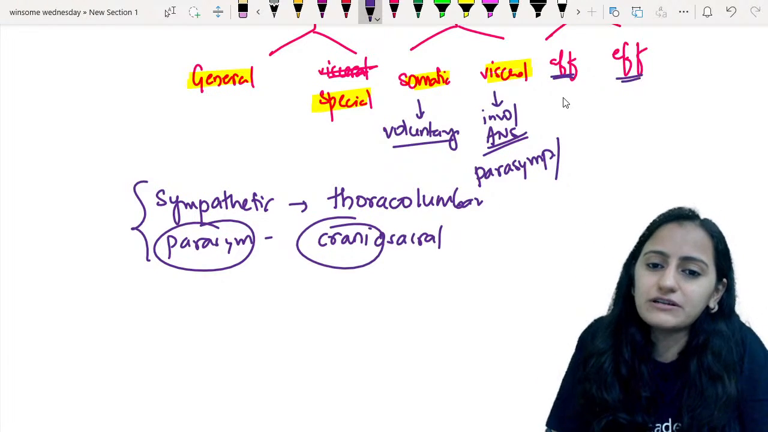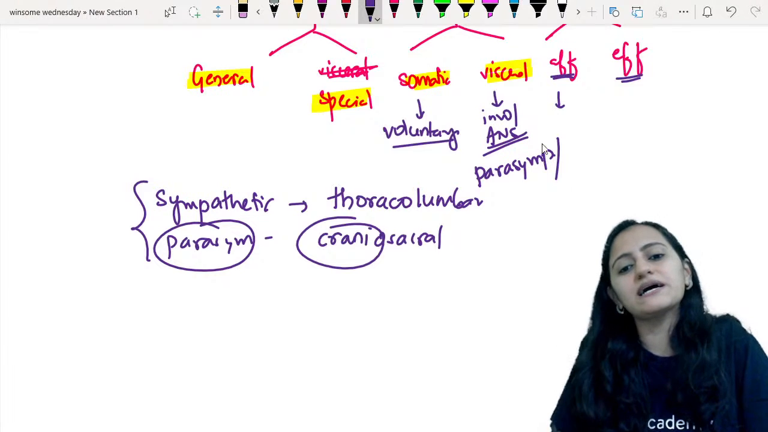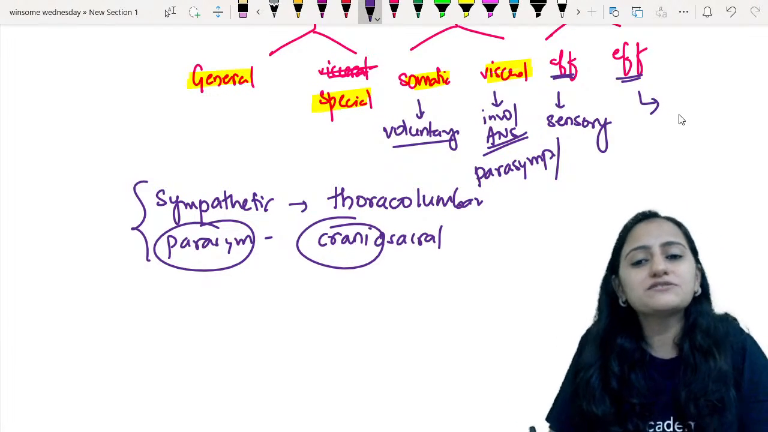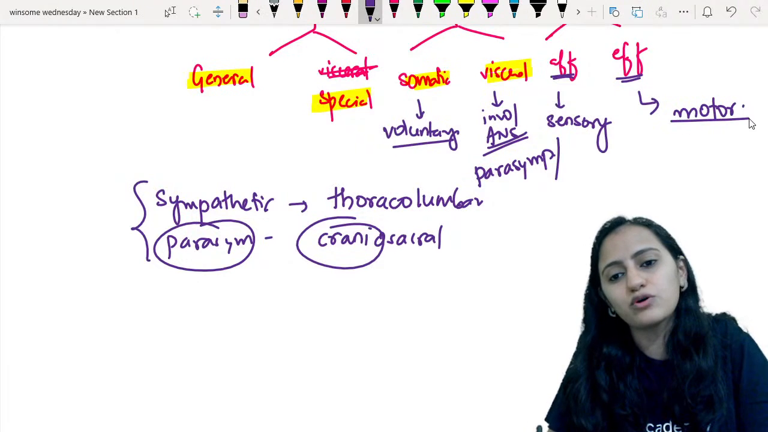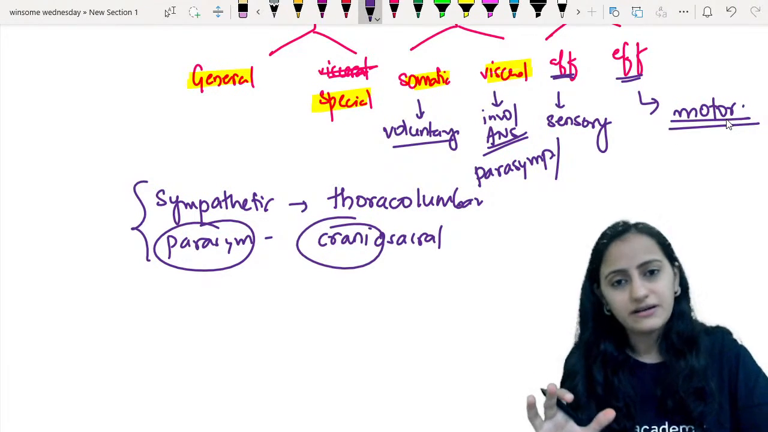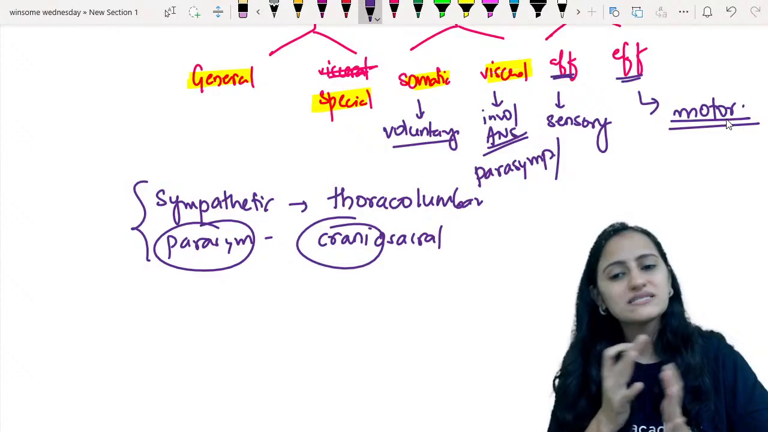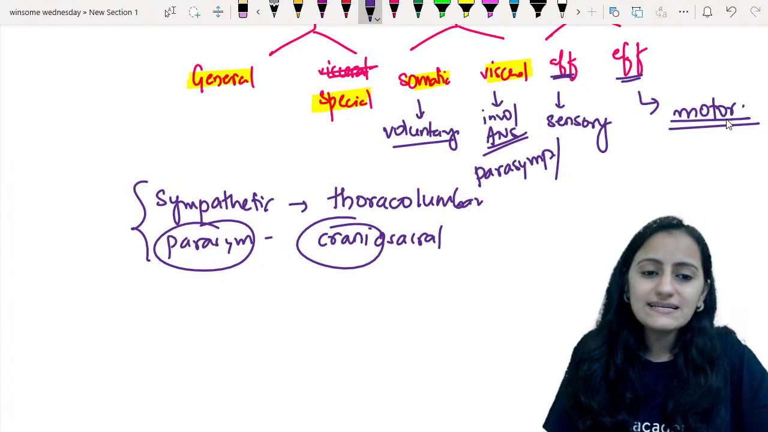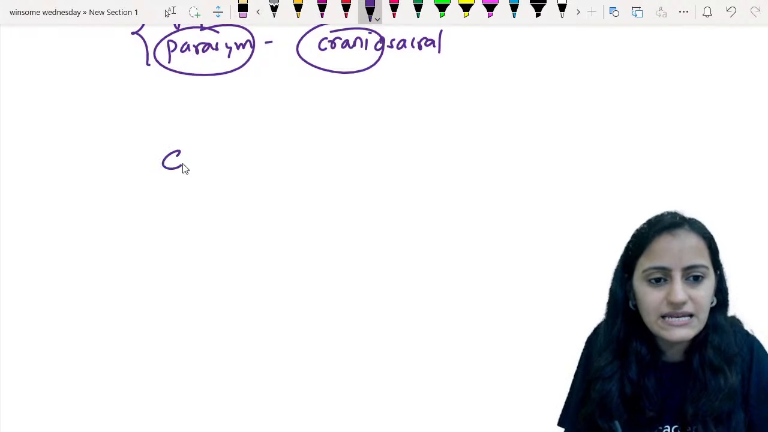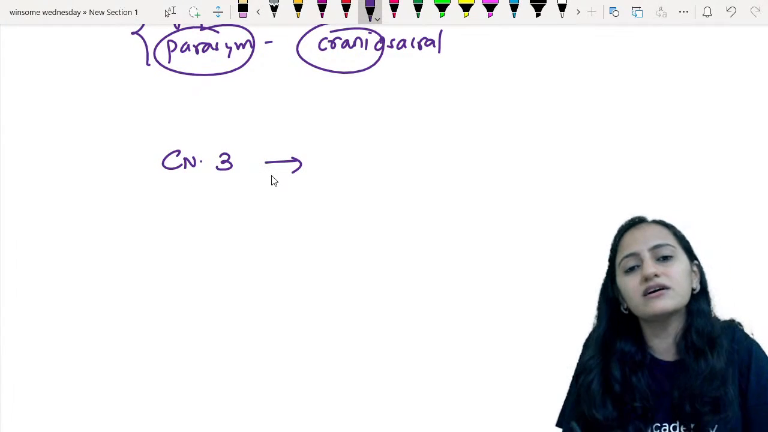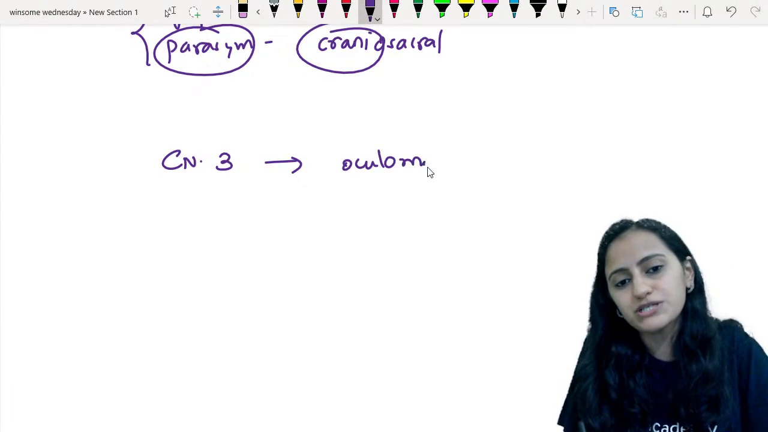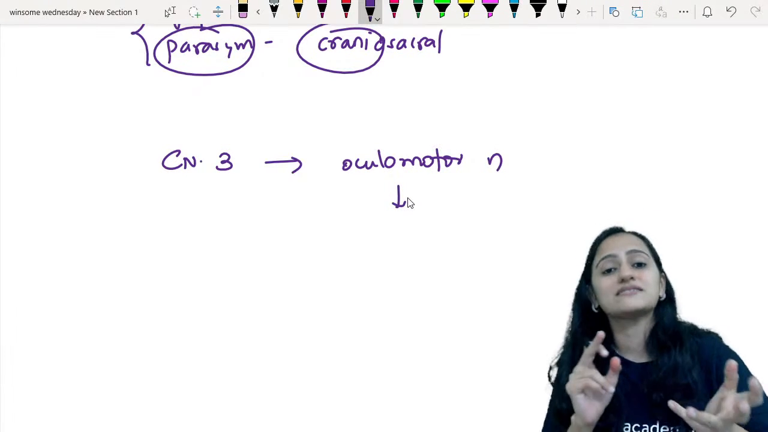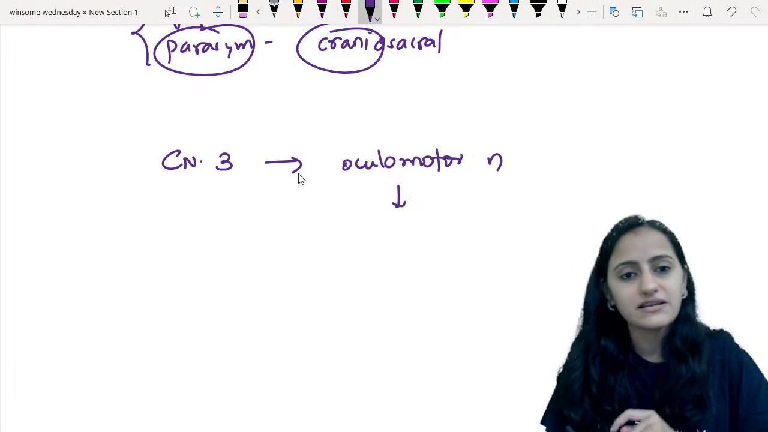Afferent and efferent. Afferent matlab हमको पता है, the sensory nerves are your afferent. Efferent means the motor nerves are going to be the efferent, right? Your mixed nerves will be both sensory and motor. Okay, your mixed will be both. So when I say, let's say, cranial nerve 3, which is your oculomotor nerve, what kind of nerve is this? Is it a sensory nerve? Is it a motor nerve? Or is it a mixed cranial nerve?